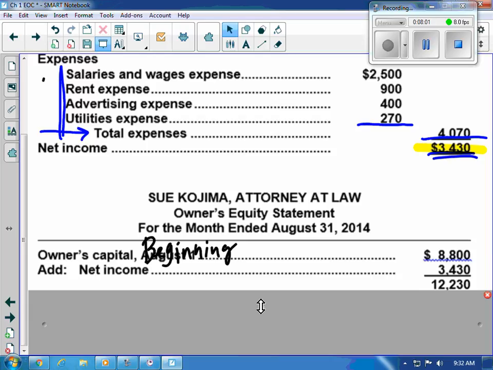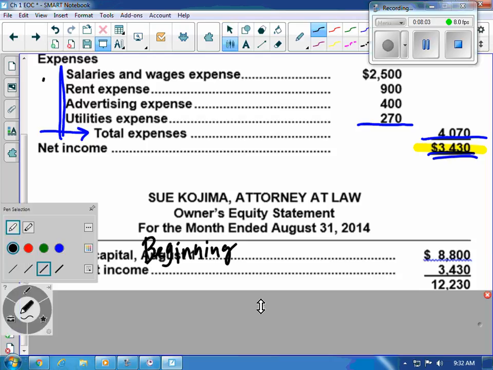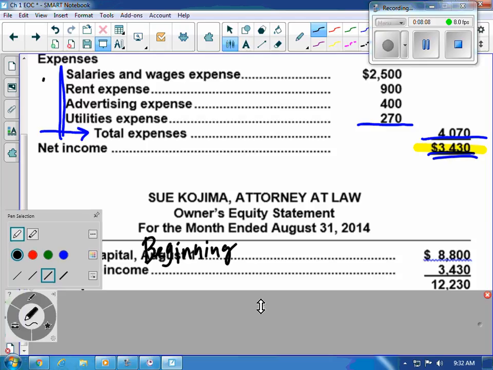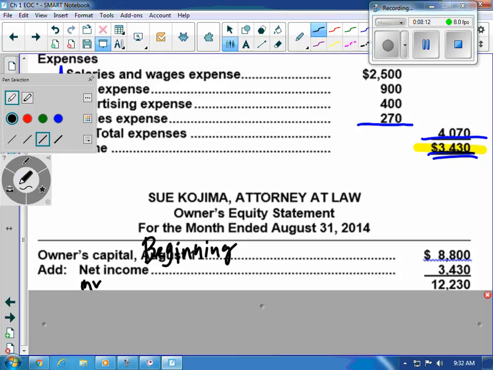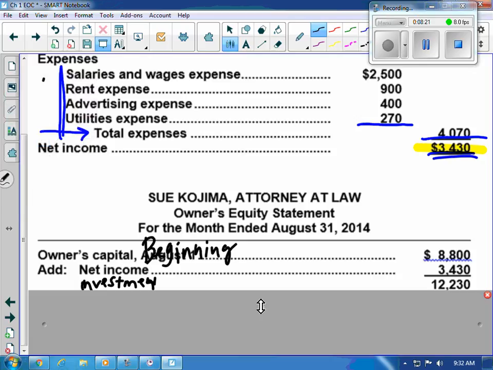I even have some students get so ingrained in that, they'll actually write investment here and put a 0 over there. And if you feel better doing that, meaning you're going to add net income, you're going to add additional investments, and you're going to put a 0 over there, if you feel better about just knowing that that's always one of the additions, even if it's a 0 balance, feel free to put that over there.